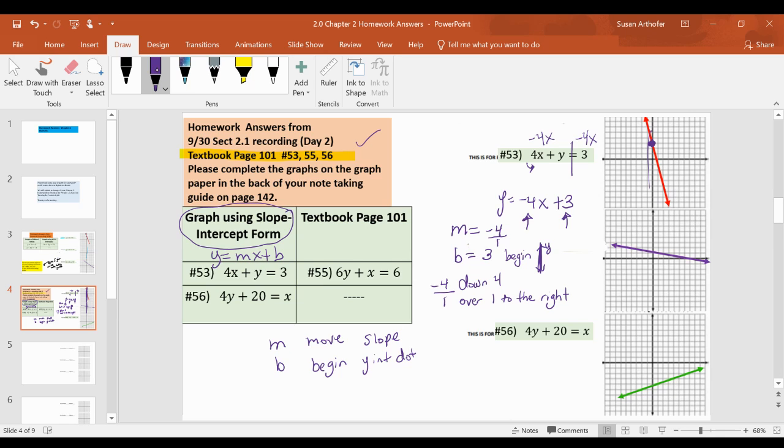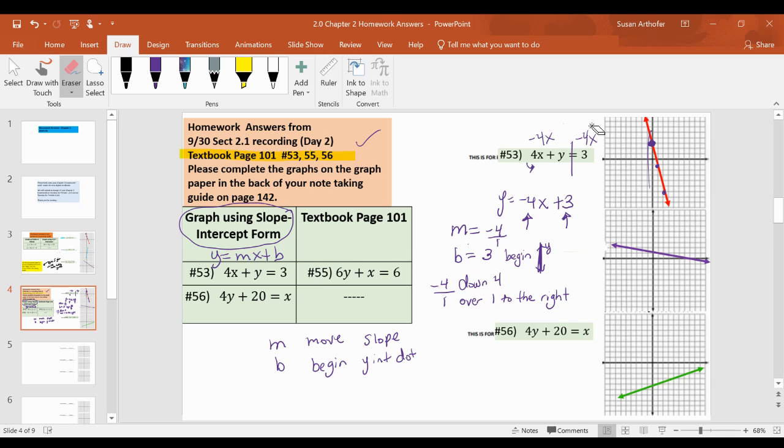Okay, so you put your pen at 3, make a dot, and then go 1, 2, 3, 4 down, over 1. You could keep going: down 4, over 1. I mean, the line could keep going forever, right? Okay, so that's how you do the graphing using slope-intercept form.